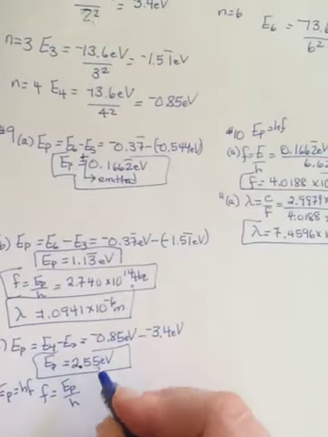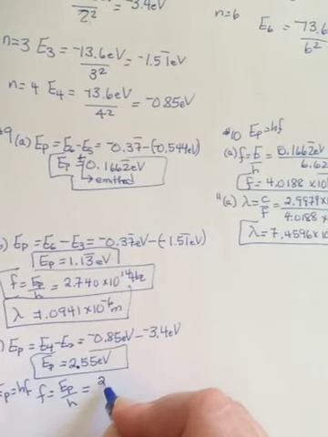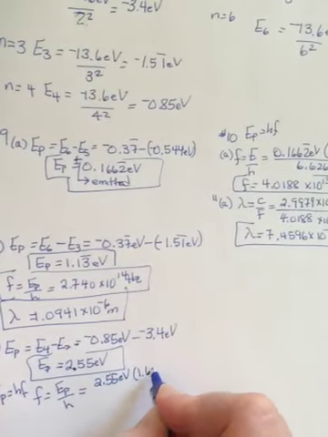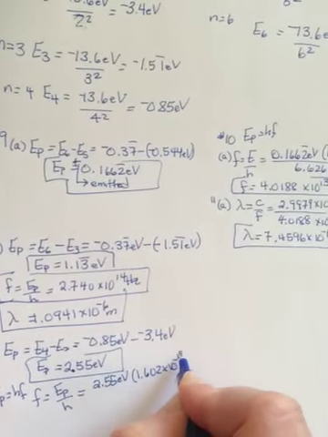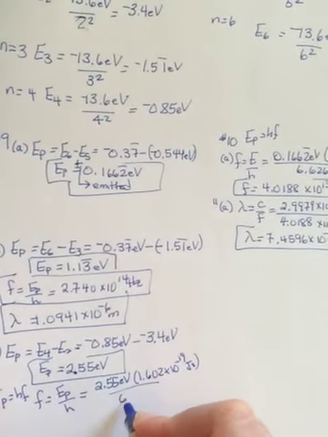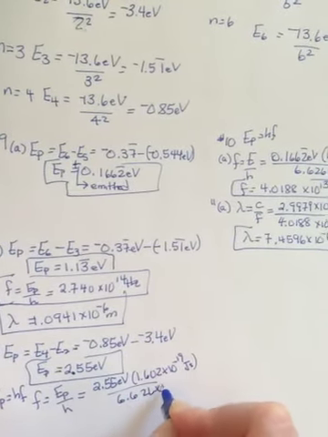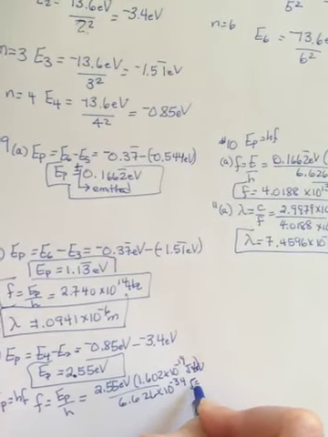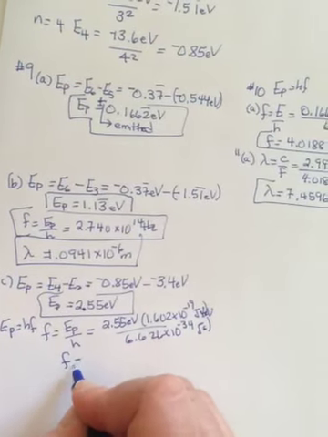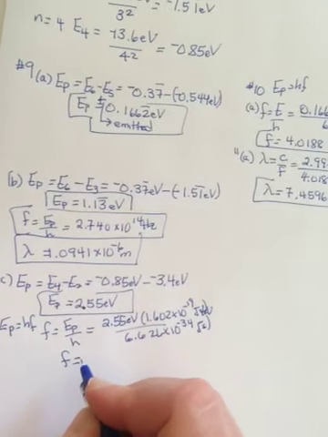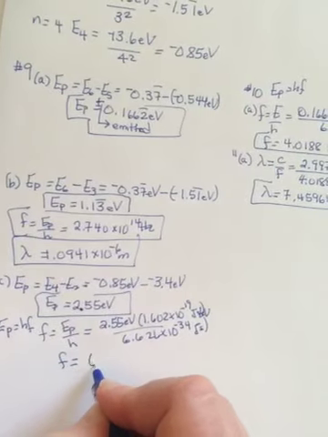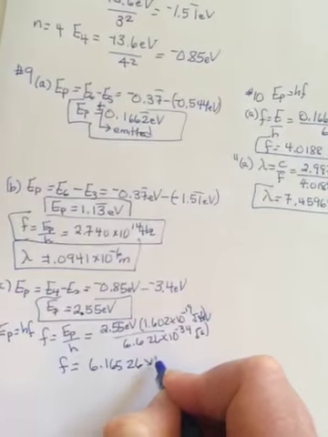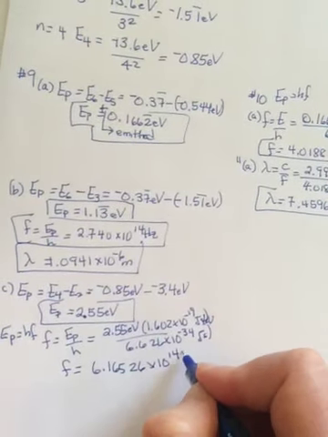So just like we did in all the other ones, take your 2.55 electron volts and multiply it by the 1.602 to the negative 19 joules per electron volt and divide it by 6.626 to the negative 34 joule seconds. And when you do, you should get a frequency for C of 6.16526 times 10 to the 14th hertz.